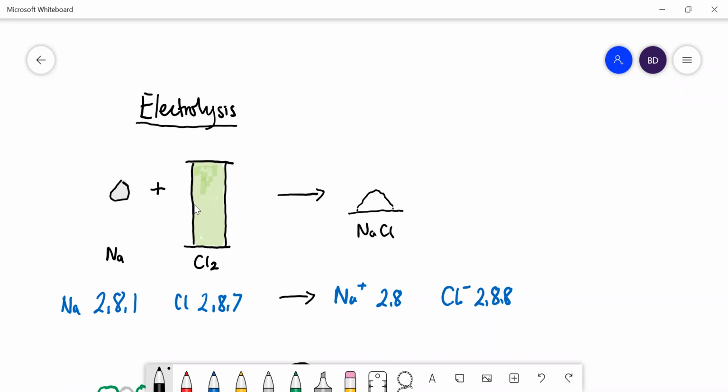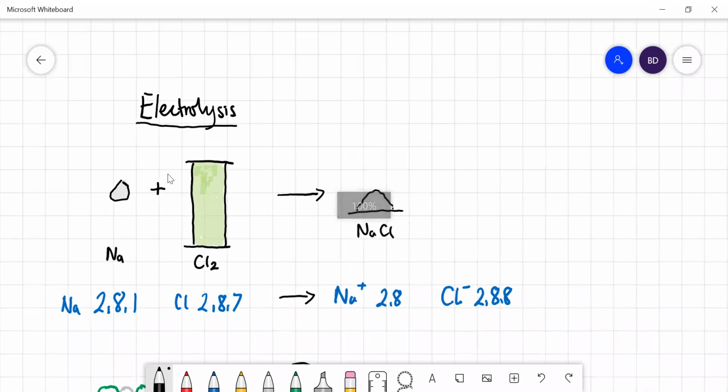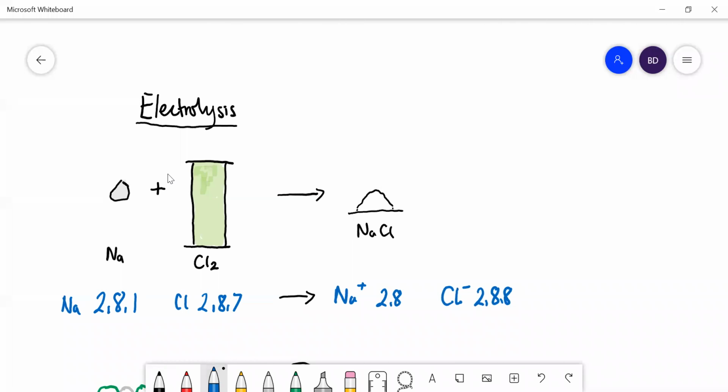This is the first video on electrolysis. Now, electrolysis is quite a difficult topic. It's probably the hardest topic in GCSE to understand. Okay, so let's think what it is. It means splitting up a compound with electricity. Lysis, that means splitting.